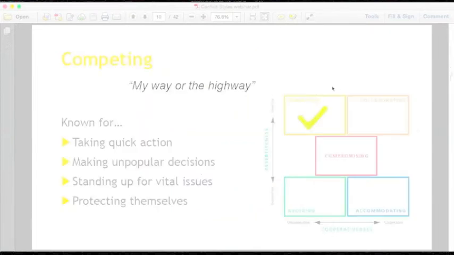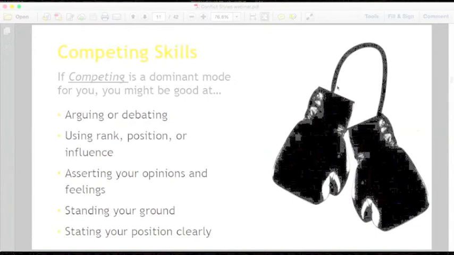And we're going to start with the competing mode, because this one on the scale is high on assertiveness and low on cooperation, meaning these folks are in a power-oriented mode. They're thinking of themselves first and trying to get their needs met first. My way or the highway is a good way to describe them. They might be social activists where they're standing up for rights for people, defending a position, or just trying to win. Some people just like to win, and so they may lean on this mode too much.